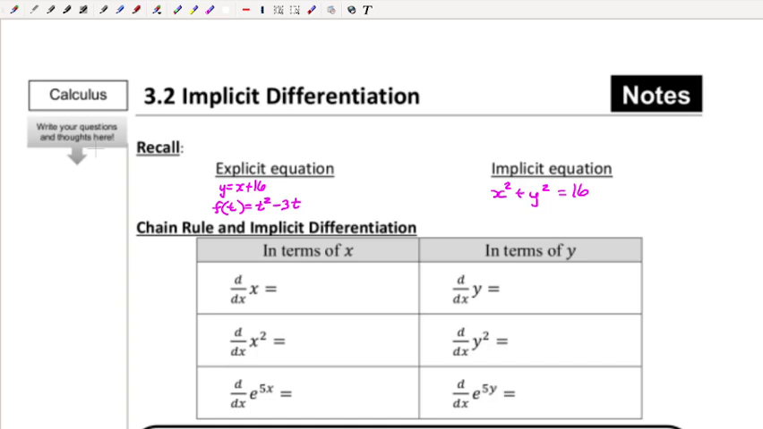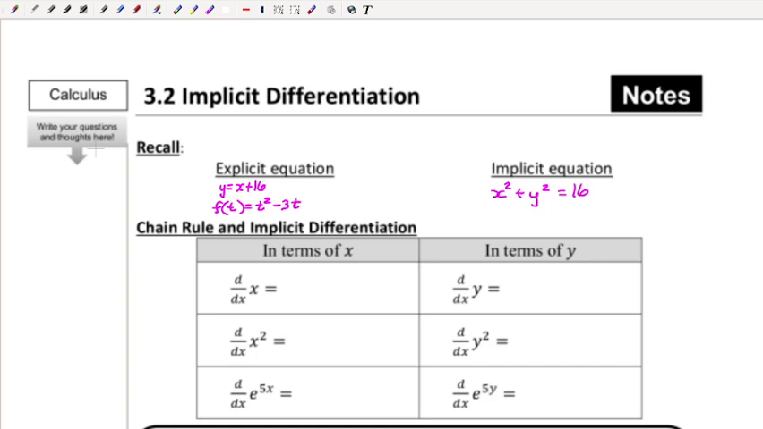And implicit equations don't have to be functions. So in the case of a circle, it would fail the vertical line test. But that's fine. We don't have to have functions to do differentiation. We can actually do it on pretty much any equation. So we're going to look at how in the world I would take a derivative of an equation like x squared plus y squared equals 16 in this lesson.